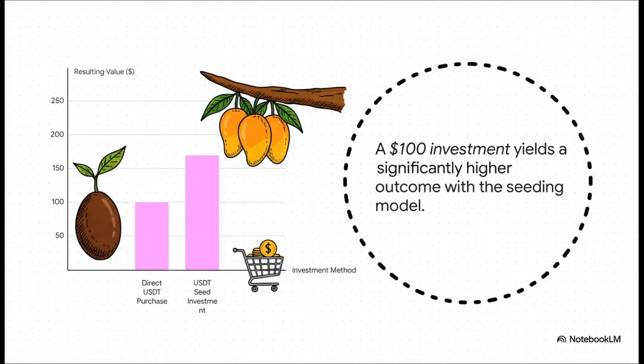So let's bring this all back to crypto with a really clear visual. A direct $100 purchase of USDT gets you, well, $100 of USDT. Simple enough? But according to this model, that same $100 investment in the seed variant, if it hits that average 1.7x yield, would turn into $170 worth of mainstream USDT. And that gap, that $70 difference, is the entire basis for this strategy.